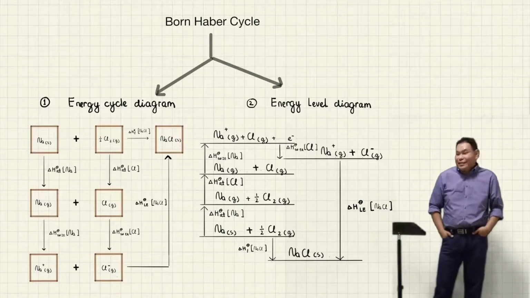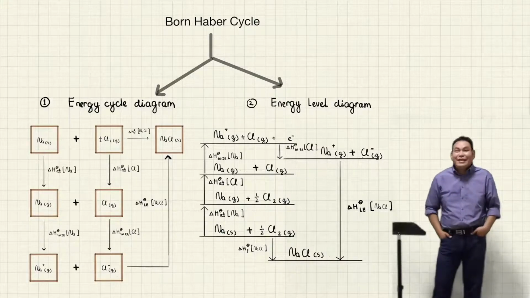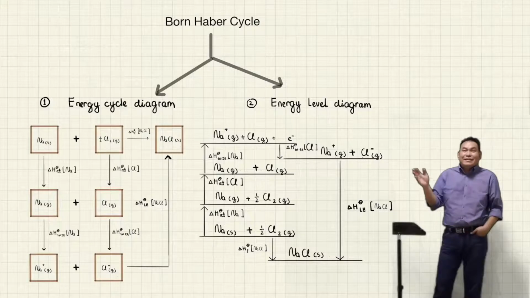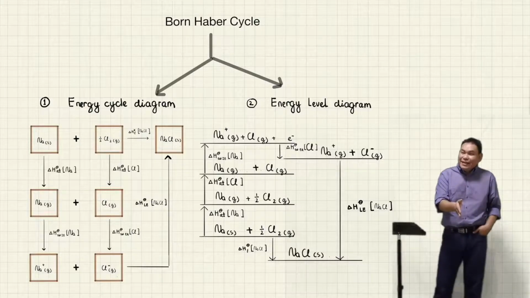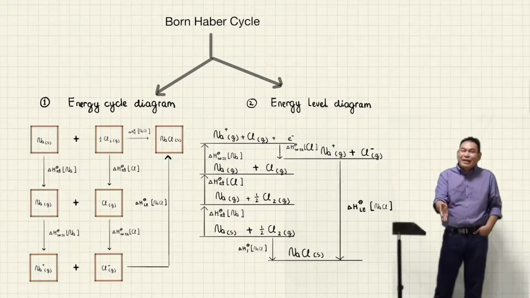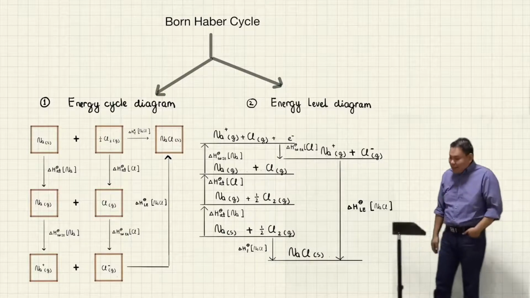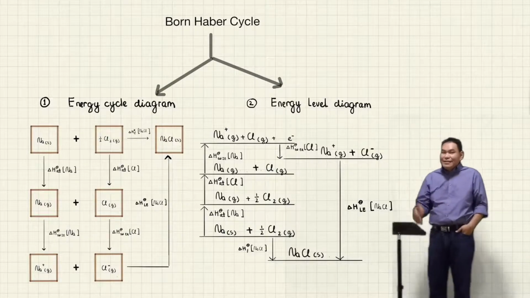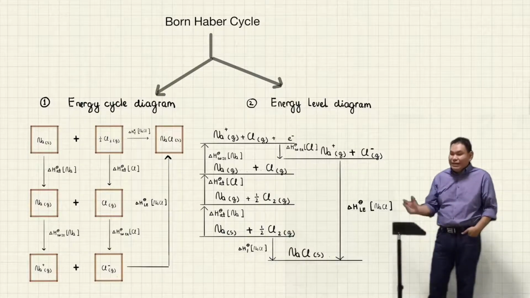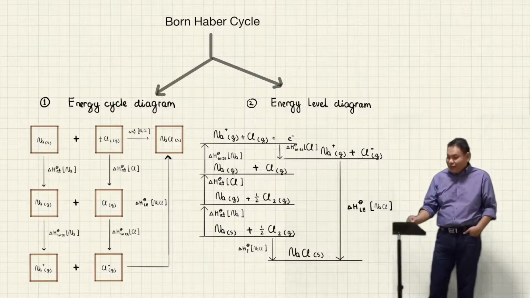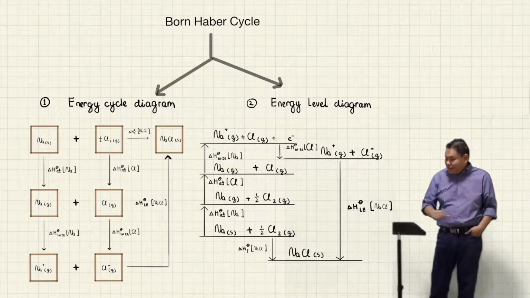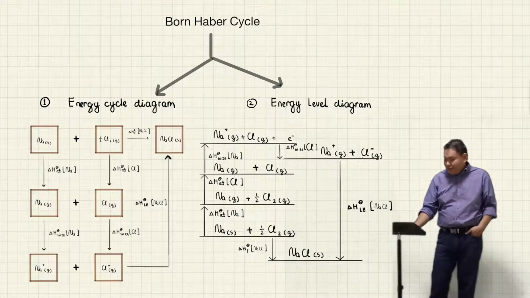Now we do the difficult part, the energy level diagram. What we did up until now is the easy part of the Born Haber cycle, which is the energy cycle diagram. Now we do a slightly more complicated part, the energy level diagram. I put it here side by side, energy cycle diagram and energy level diagram. They look different.